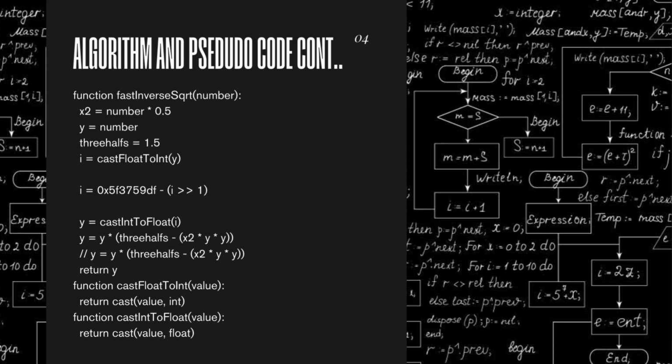The line y equals y times (3 halves minus x2 times y) performs the first iteration of the Newton-Raphson method for approximating the inverse square root. The return y line returns the result, which approximates the inverse square root of the input number.